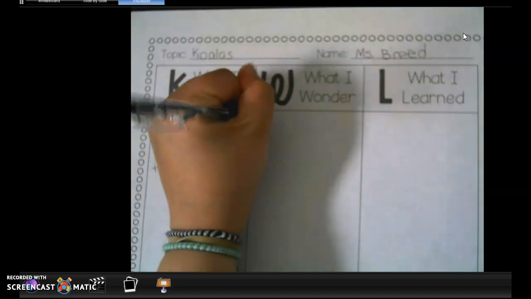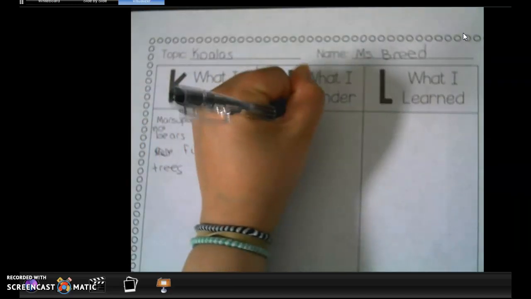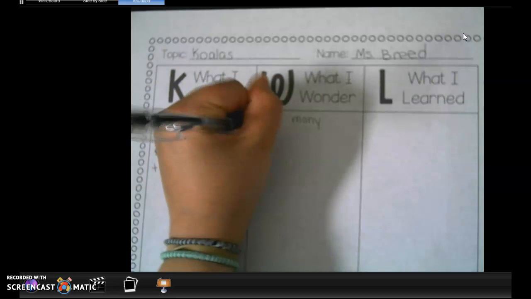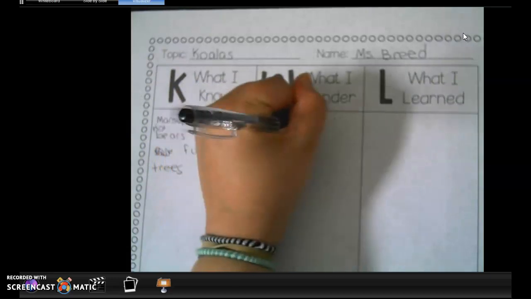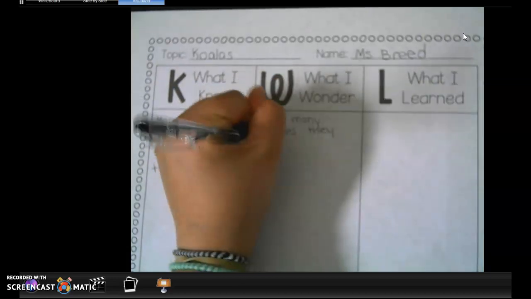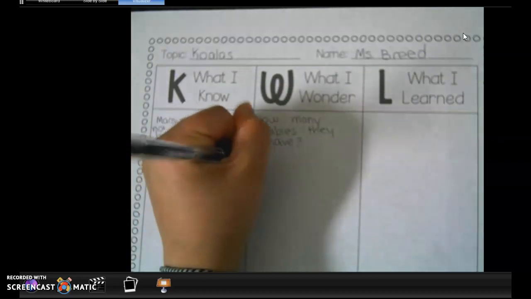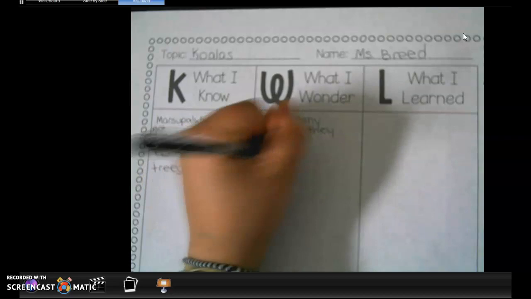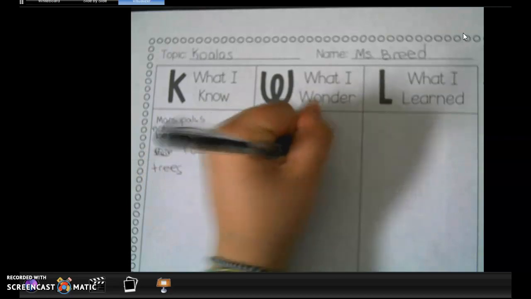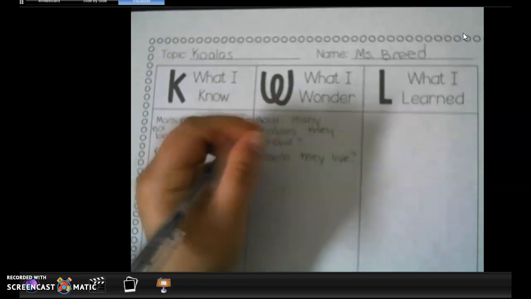What I wonder: how many babies they can have at once. I wonder where they live. I wonder what they eat.